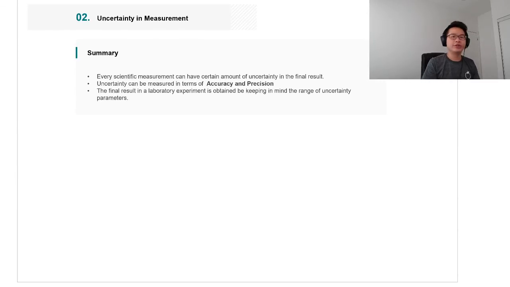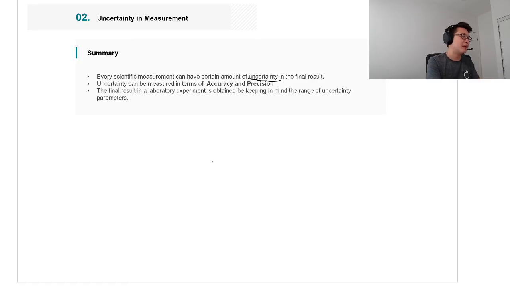Okay, so to conclude topic number 2, every scientific measurement will have a certain amount of uncertainty in the final result. It depends on what equipment you're using; the uncertainty will be small, and it also depends on your experimental design. You will see uncertainty in all the measurements, and at the end you will combine everything together, and the uncertainty will propagate.